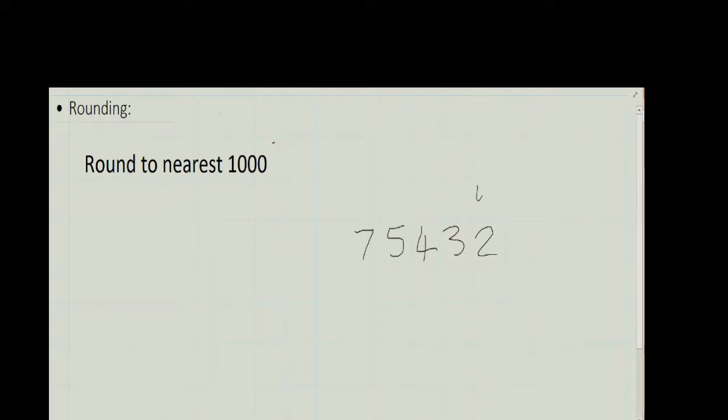Units, tens, hundreds, thousands. Oval the thousands column, because that's what we're rounding to. What happens to the 5? It has a 4 next to it. 4 is weak, so the 5 stays as a 5. Copy what's in front, place zeros after. This is how we round.